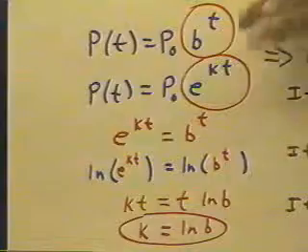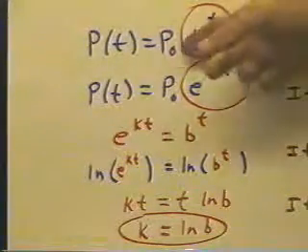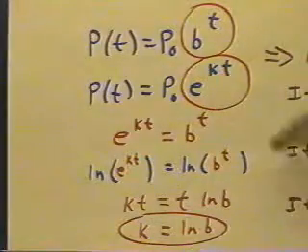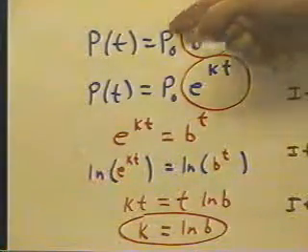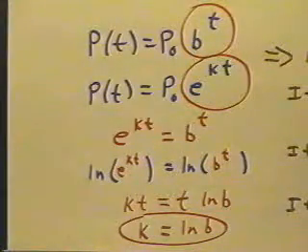I believe in some previous material we used a for the growth factor, but we also have used the form P naught b to the t, so that we have an initial population times a growth factor raised to the t power.